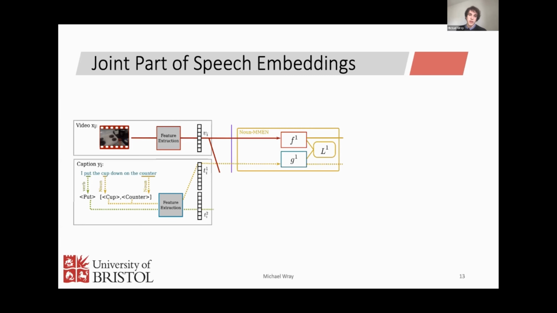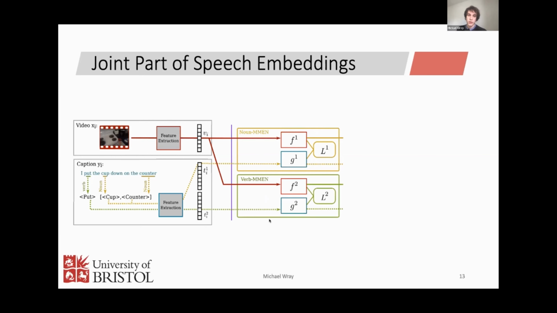And in this case, we just have verbs and nouns. So we create a noun embedding with our projection functions, F and G. And then we have our triplet loss L here. And this will just learn to put the nouns and the videos themselves together.